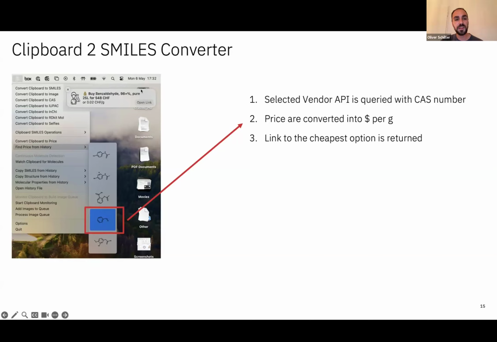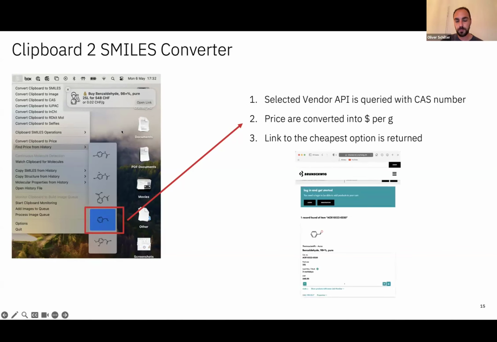By the way, you always get notifications on the upper right side that show you what is done. So when the conversion is done, you get a small pop-up notification that shows the conversion was successful or it failed, maybe if the image was not high quality and so on. And if you then press the open link button, it actually opens the vendor link.